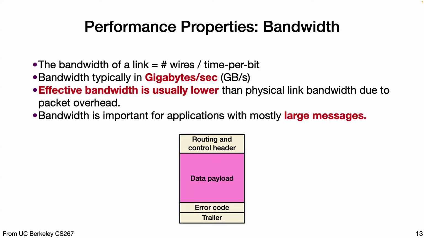We talked about latency; bandwidth is basically the time per bit, usually measured in gigabytes per second, so it's volume over time. The vendor can report to you a maximum bandwidth, and the effective bandwidth is usually lower than that because there's packet overhead. If you use packets, there's data, but there's also metadata that goes along with your packet: headers, error information, and something that tells you where the end is. So if you have to send extra bytes in addition to the stuff that you actually care about, then the observed bandwidth of the things that you care about is less. And bandwidth is important if you have large messages, because then the second term is larger.